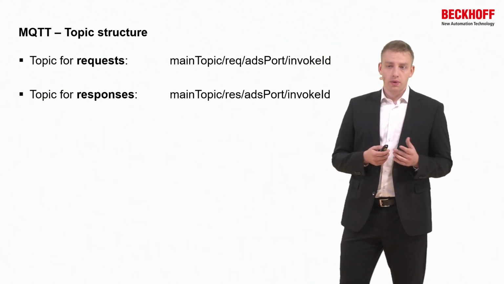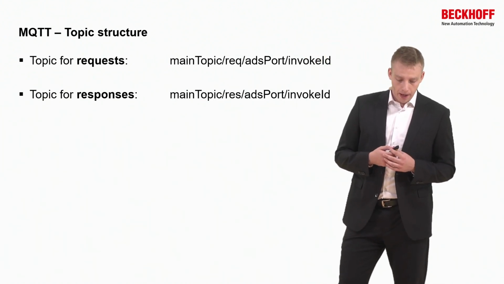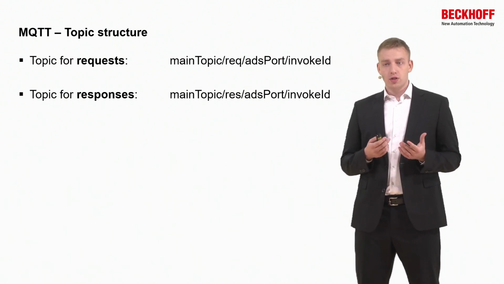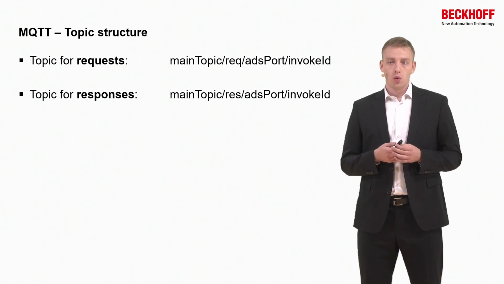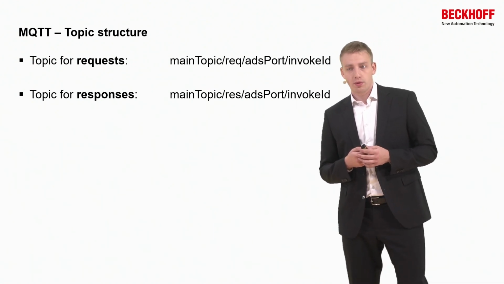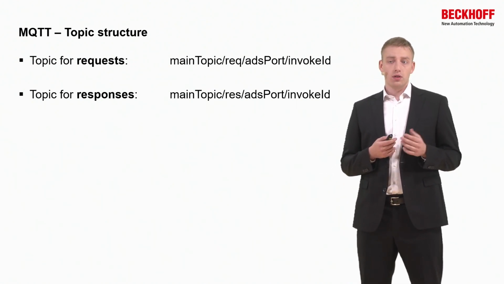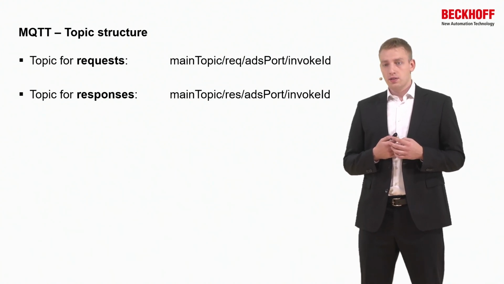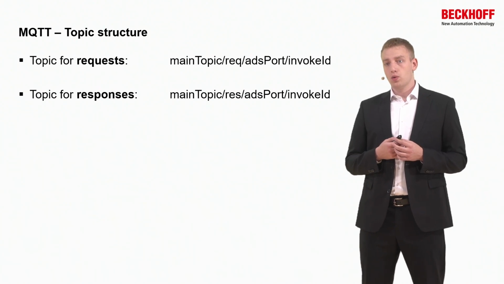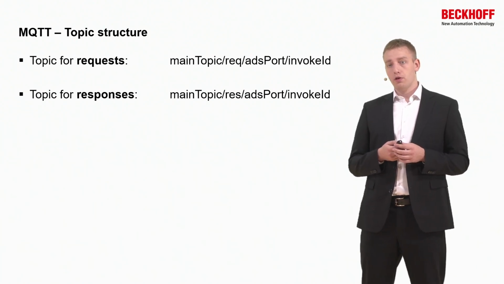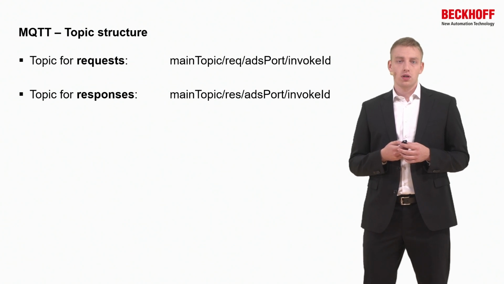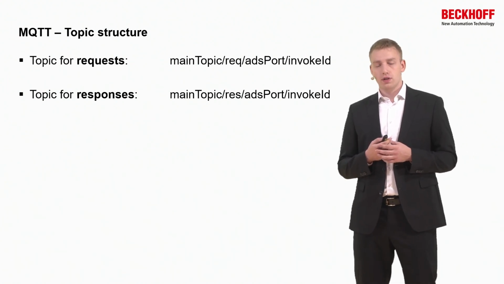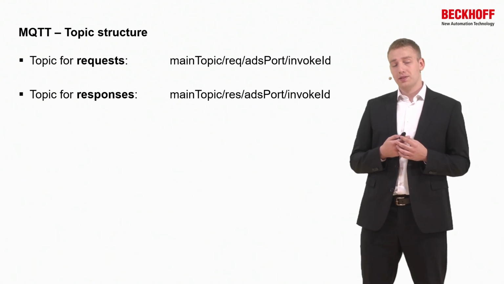So now we have talked about how to connect, and the next step we want to have a look at is how is the topic defined on which we are communicating with MQTT. So the topic for requests consists of the main topic, which is part of the configuration file we saw before, the ADS port, which could, for example, be port 851 for the first TwinCAT 3 PLC.